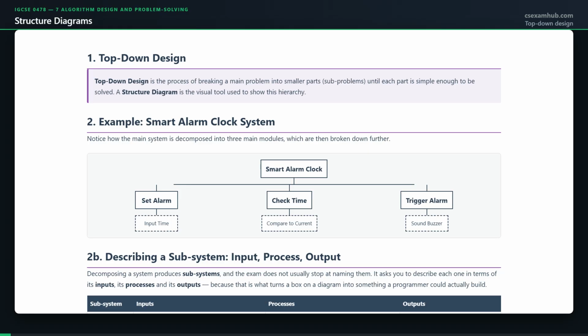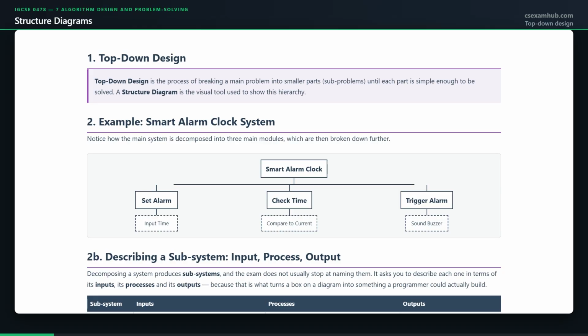Top-down design is the process of breaking a main problem into smaller parts and breaking those parts down further until each one is simple enough to solve directly. A structure diagram is the visual tool that shows that hierarchy, the whole system at the top, its major subsystems below it, and their components below those. This is decomposition from the computational thinking lesson, drawn. And the word the syllabus uses for those parts is subsystems.